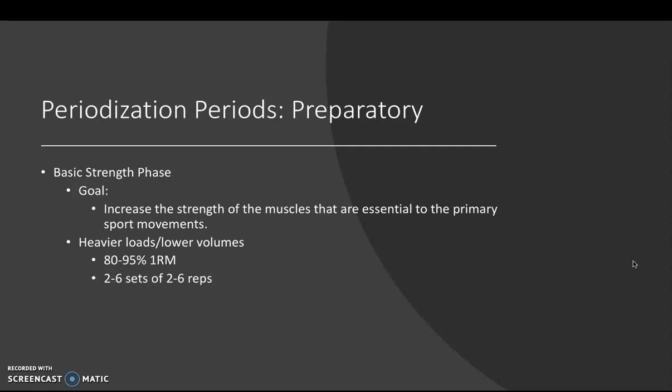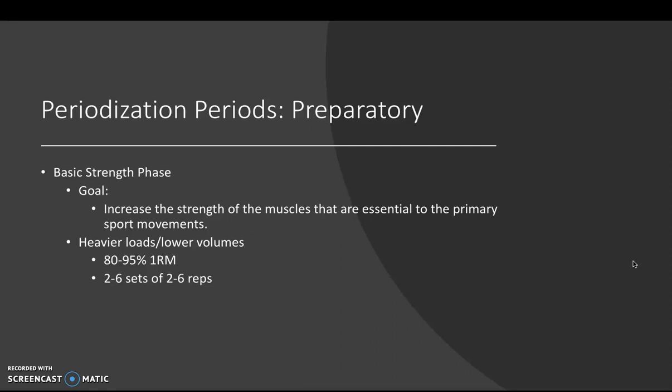From there, we move on to our basic strength phase. So we have that foundation built. Now we're trying to take that endurance, that hypertrophy, that increase in lean body mass that we've accomplished, and we're going to try and turn that into more strength. So looking here, we're trying to increase the strength of the muscles that are essential to the primary sport movements.